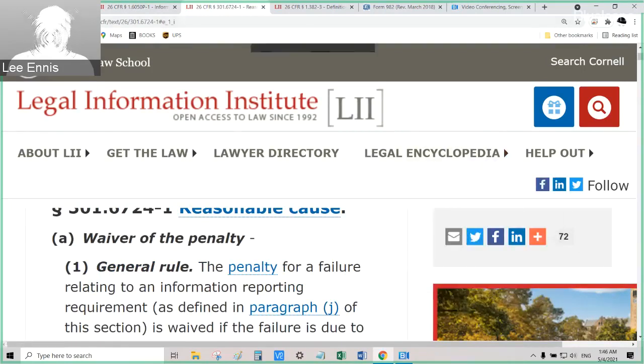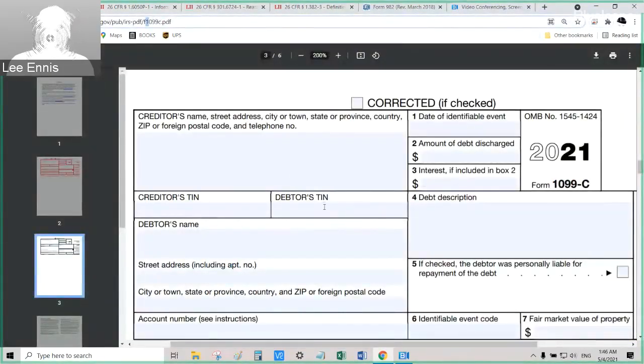I want to talk about this. So I discussed the debtor's TIN, the debtor's Social Security number. Again, I've had these conversations concerning the bad debt expense and how that's supposed to be reported and what information you need to report that information.